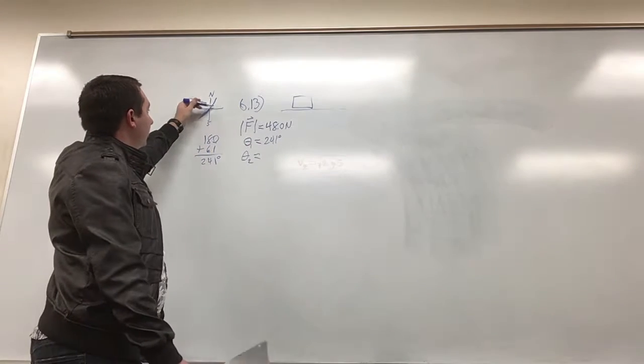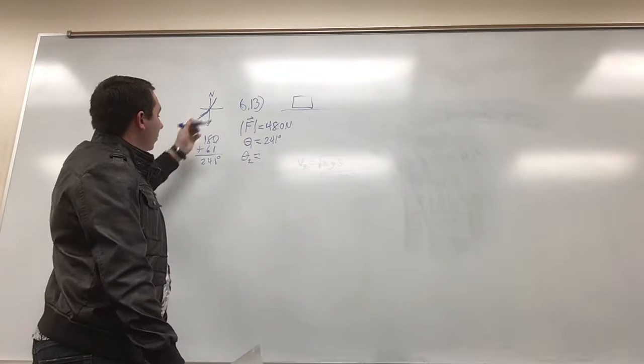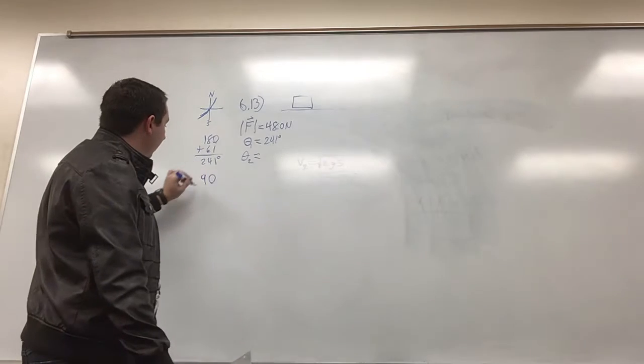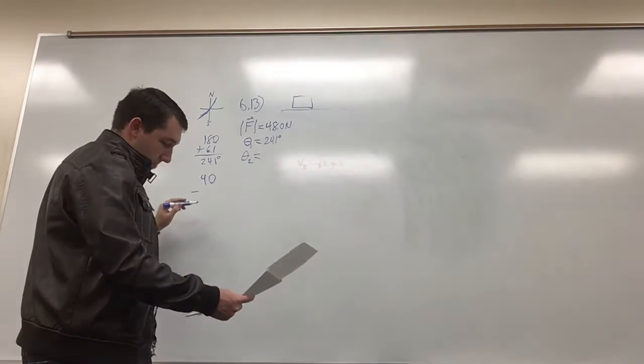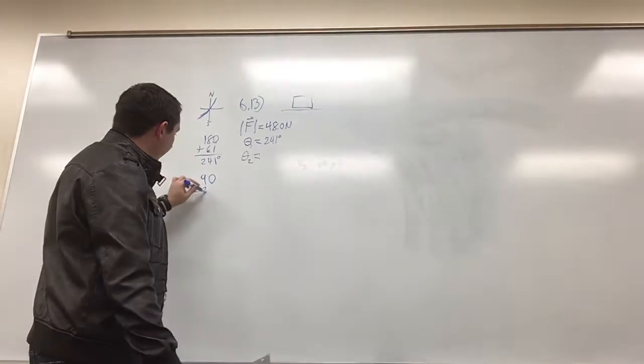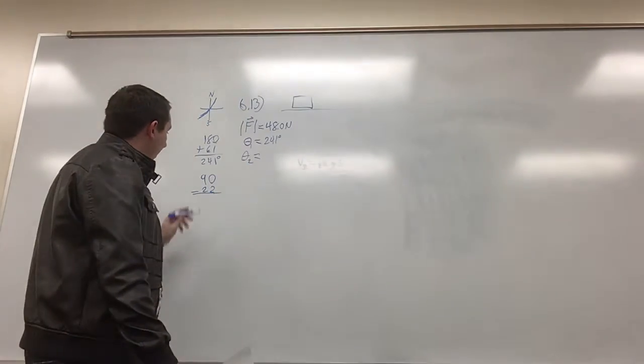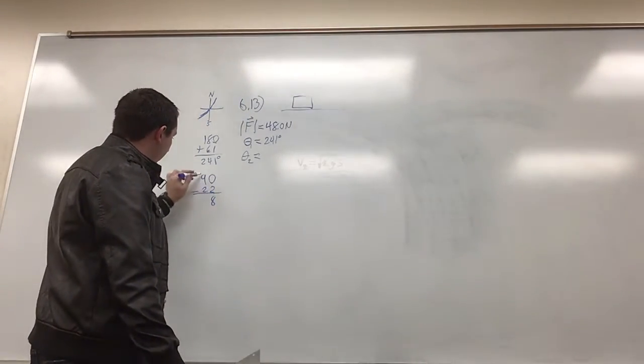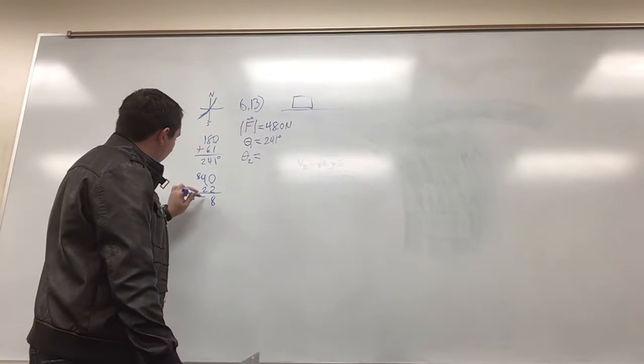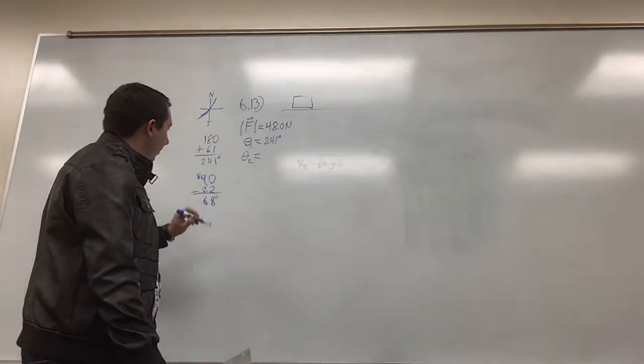And then to find this angle, we're going to do 90 minus 22, and that gives us 68 degrees.